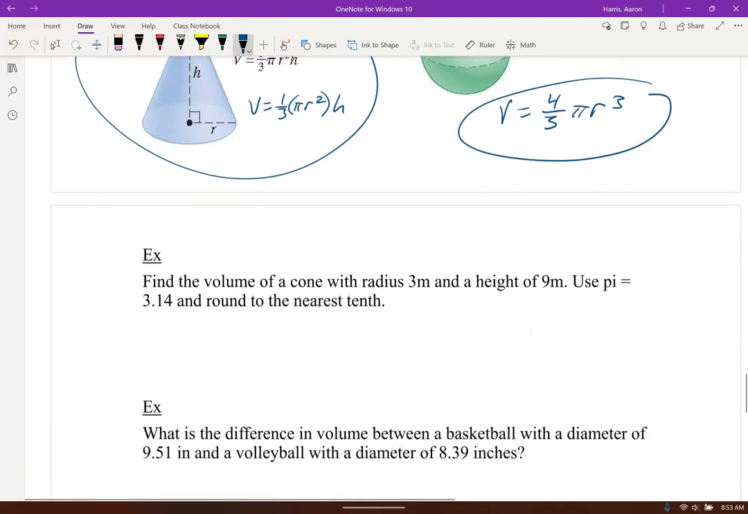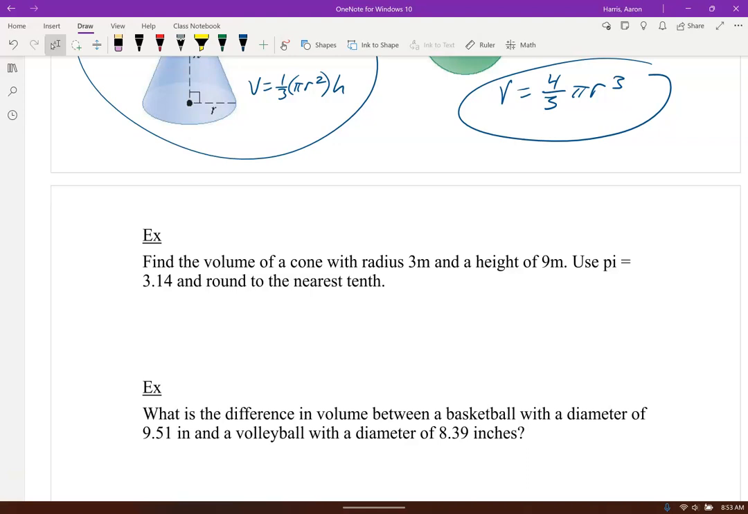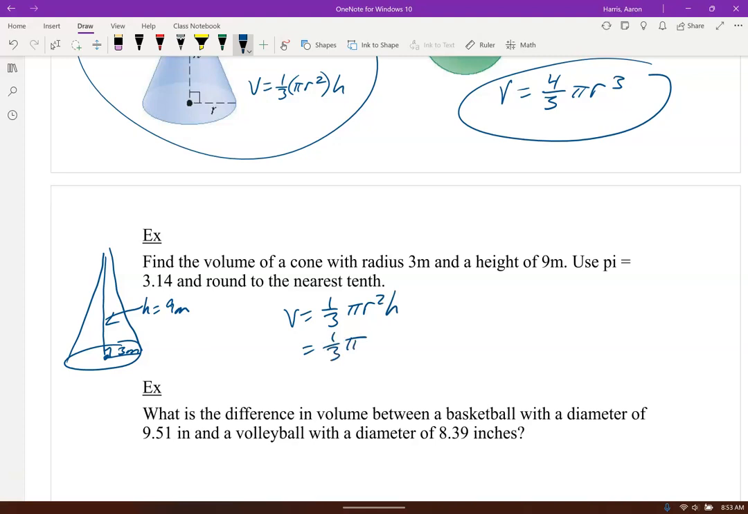So let's go ahead and do volume of a cone here that has a radius of 3 meters and a height, if I could draw this, not very good, looks like it has a height of 9 meters. So we got 1/3 pi r squared times h. 1/3 pi, our radius here is 3 meters squared, our height is 9 meters. And it says to use 3.14.